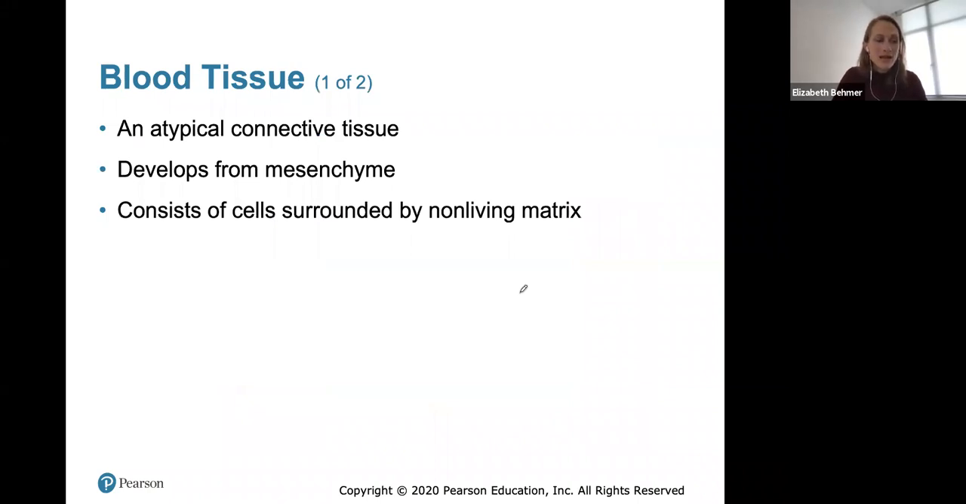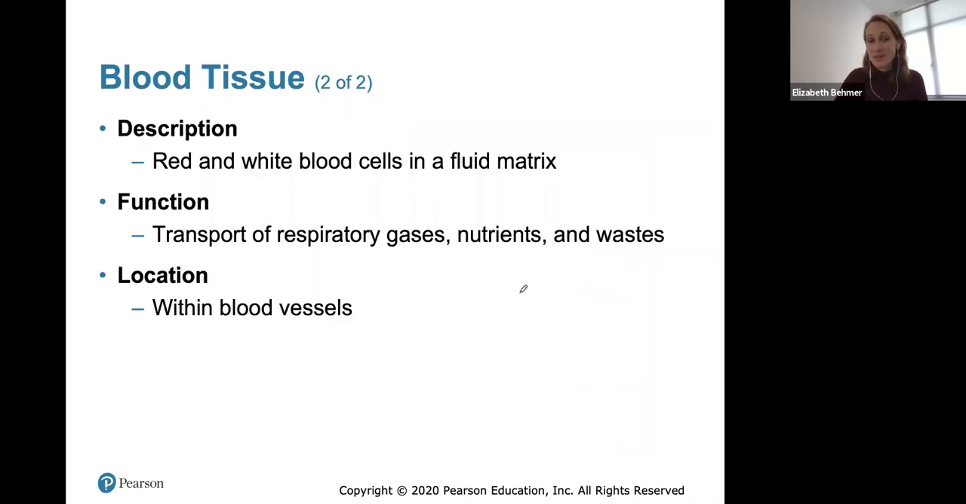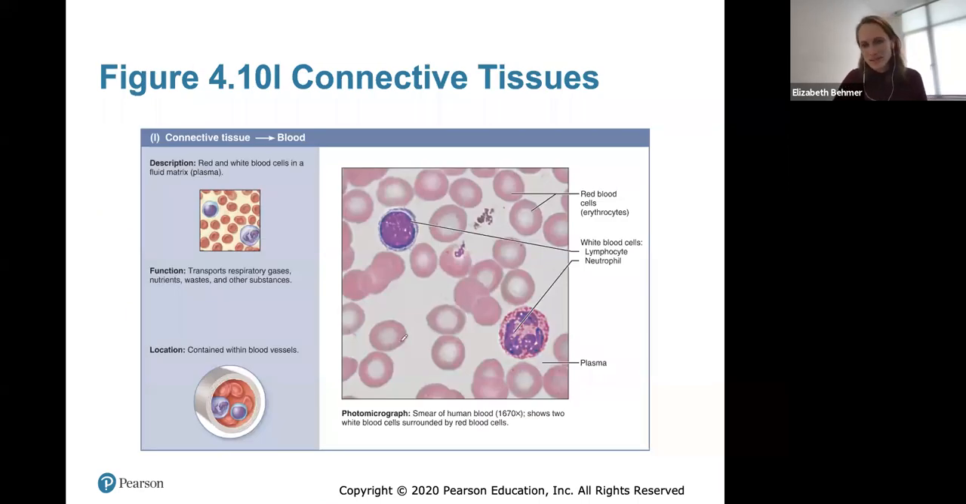Here is blood now. So blood is an atypical connective tissue. It develops from mesenchyme. It consists of cells surrounded by non-living matrix. Red and white blood cells are in the fluid matrix, and the function is to transport respiratory gases, nutrients, and wastes. Blood is located within all your vessels.